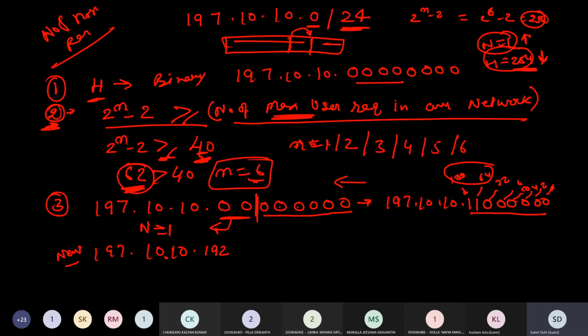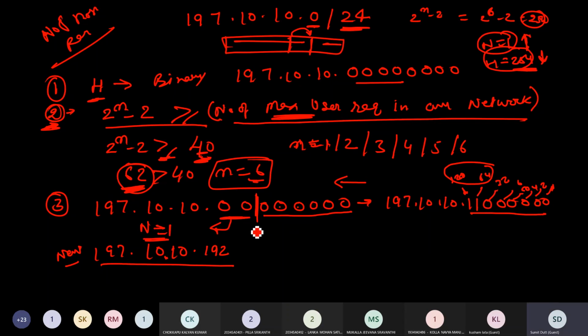It means I require 6 bits in the host, and the rest of the bits I can give to the network so that I can increase the network bits. So when I give them to the network, the borrowed bit will become 1, and when it becomes 1, the new IP address will be this one.